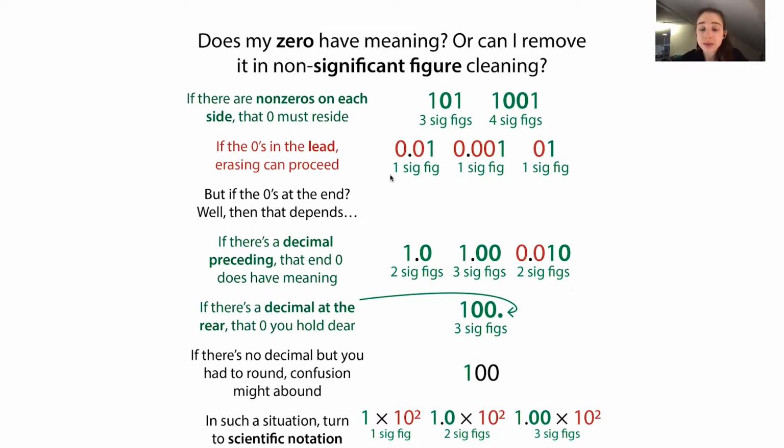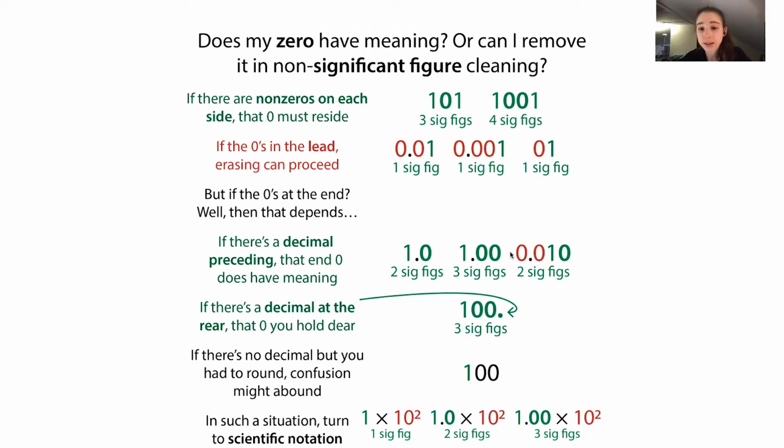But what if the zero is at the end? Well, then it depends. So if there's a decimal preceding that zero, it does have meaning. So basically, if there's a zero after the decimal point, then that's telling you that this zero is actually there for a reason, or else they would have just left out the decimal point. And so these zeros that are after a decimal point are significant.